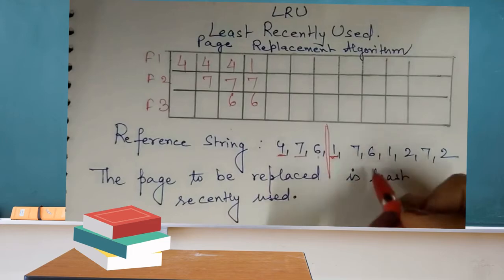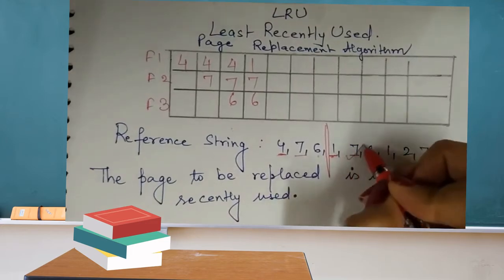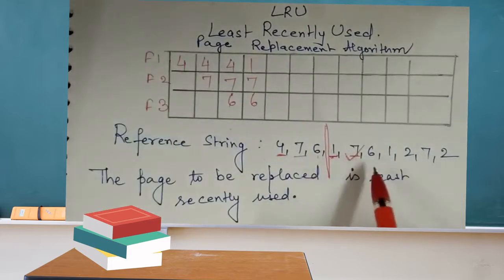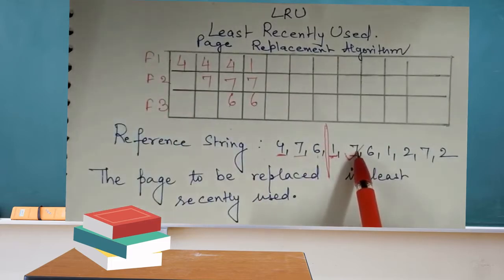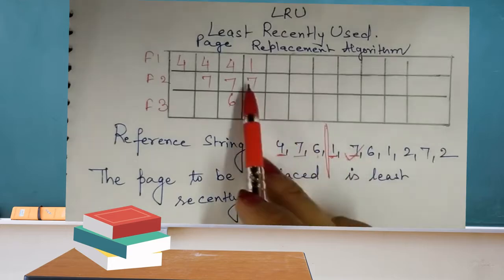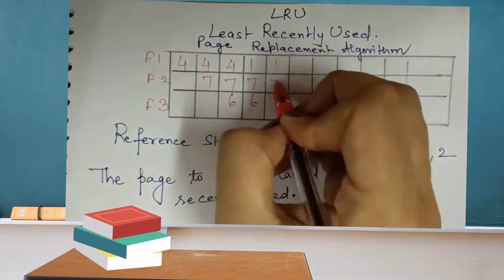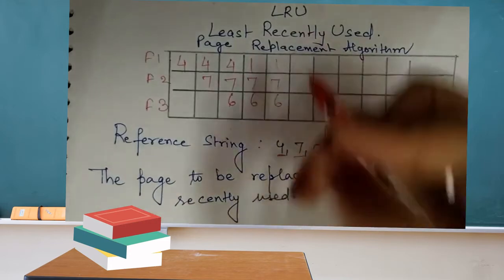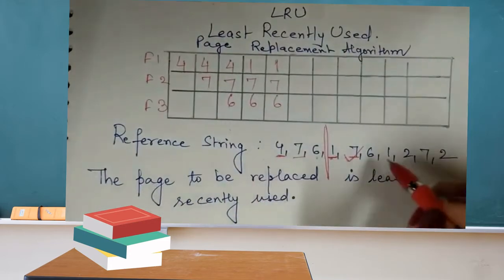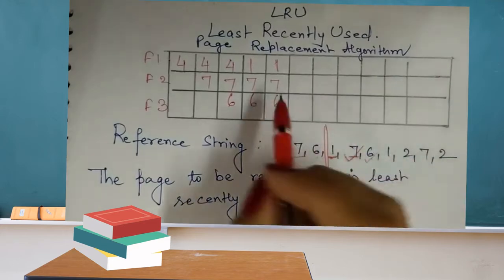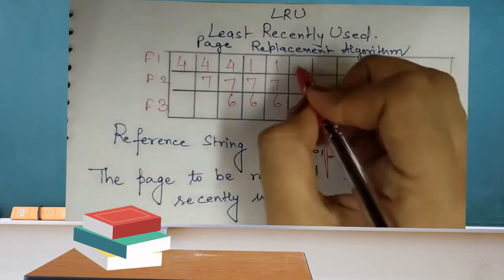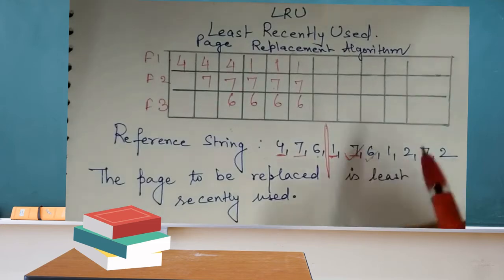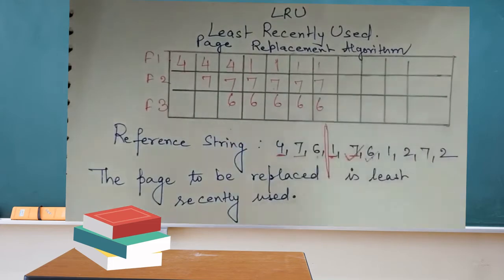Now let's come to the next, that is 7. So again with this 7, I need to move to the left hand side, but before that I need to check whether 7 is there in my memory or not. 7 is there, so I will not be making any replacement, so the frames remain the same. The next is your 6. So 6 is already there in my memory, so no replacement is made. 1 is already there in my memory, so no replacement is made.